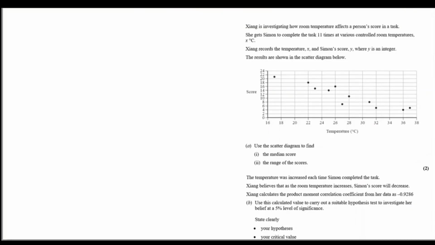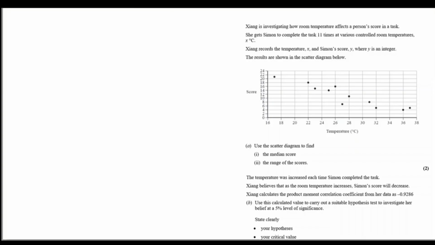In this question, we're told that Chang is investigating how room temperature affects a person's score in a test. She gets Simon to complete the task 11 times at various controlled room temperatures, and that's going to be the X variable, X degrees Celsius. Chang records the temperature X and Simon's score Y, where Y is an integer score, and the results are shown in a scatter diagram below.